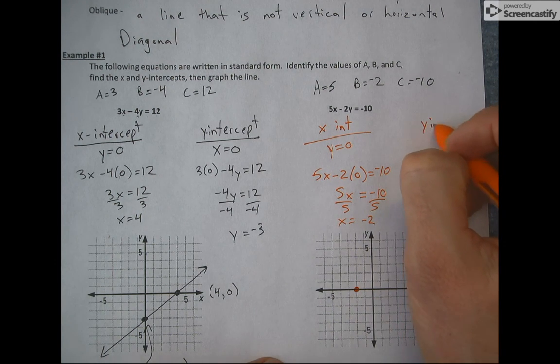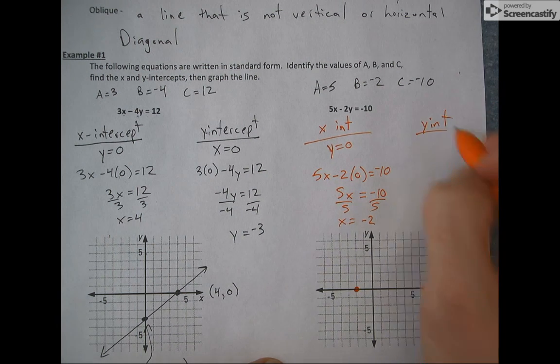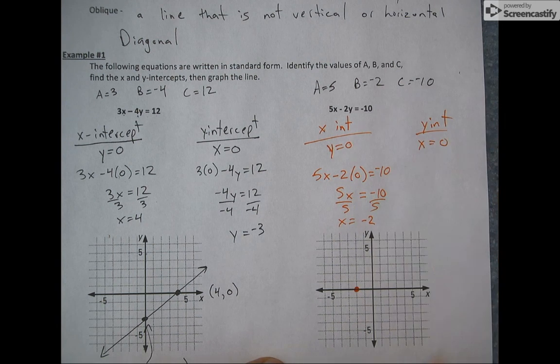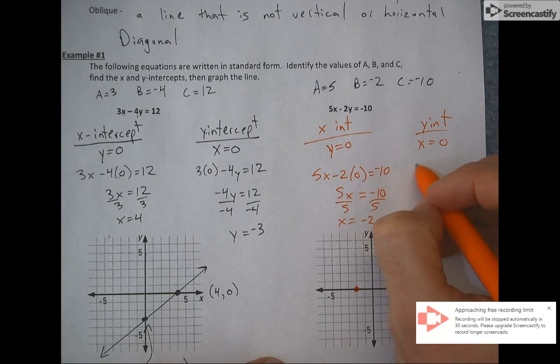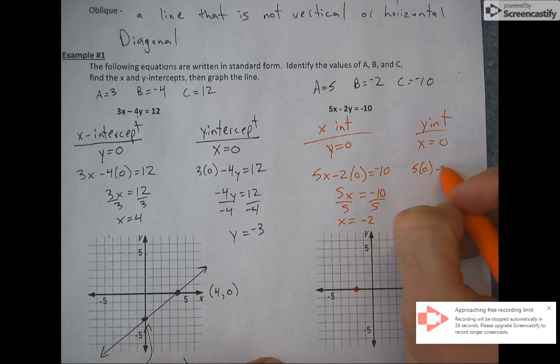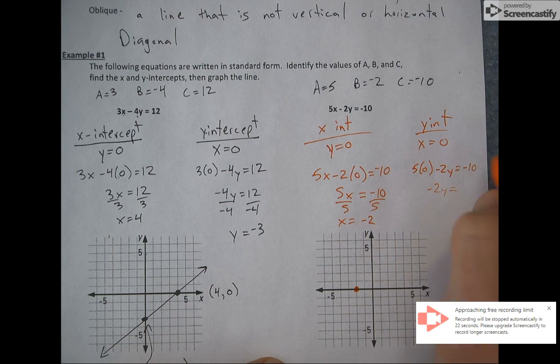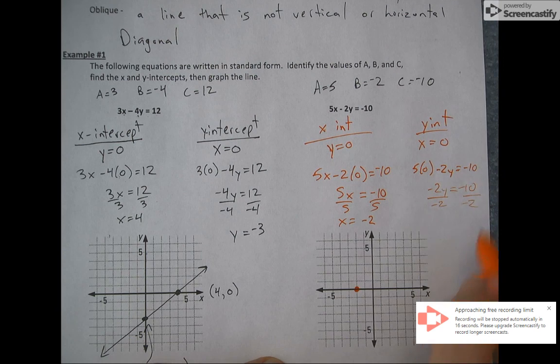And my y-intercept, where this is going to hit the y-axis, all I've got to do is find out when x equals 0. So plugging that in, 5 times 0 for x minus 2y. So that clears out. You have negative 2y. You're going to divide by negative 2. And a negative divided by a negative gives you a positive. So y equals 5.